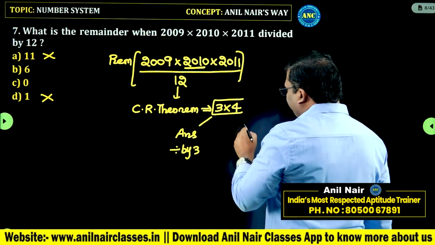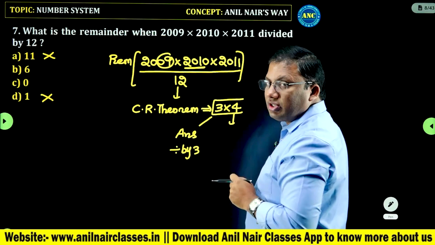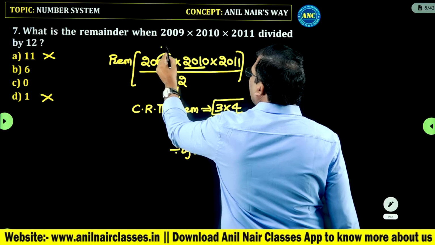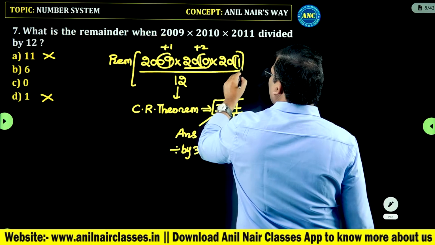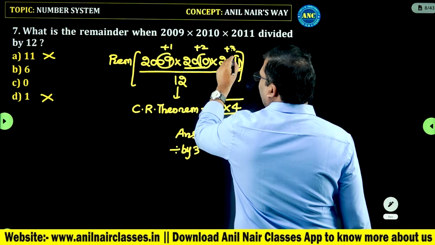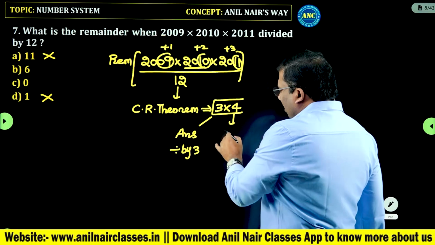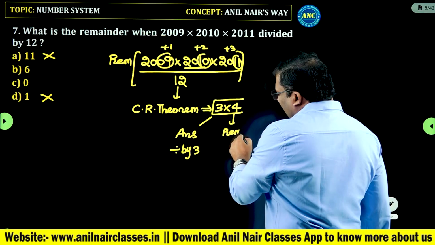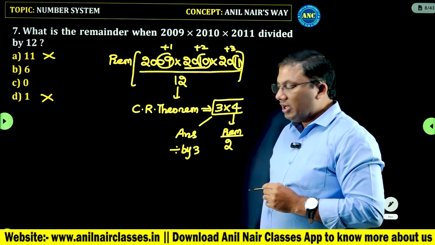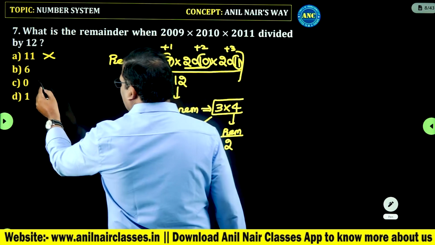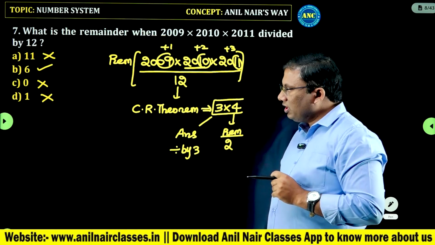Next, 4. The divisibility rule of 4 is that the last 2 digits should be divisible by 4. 4 2s are 8, remainder 1. 4 2s are 8, remainder 2. 4 2s are 8, remainder 3. 3 2s are 6, and 6 when divided by 4 leaves remainder 2. So the answer when divided by 4 should have remainder 2. Here it is 0. So the answer for this question is option B.